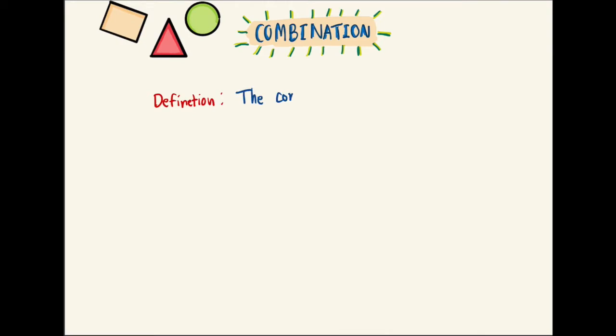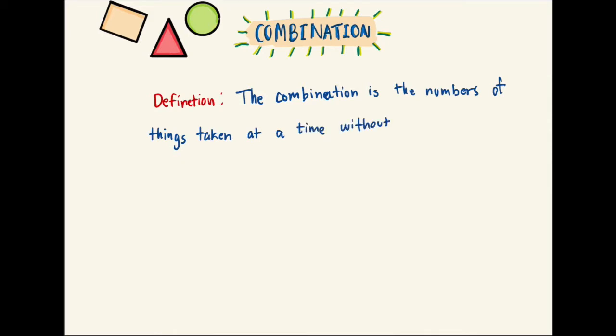So today we are going to explain about the combination. So what is combination, Golf? Combination is the number of things taken at a time without repetition. So let me just write that down.